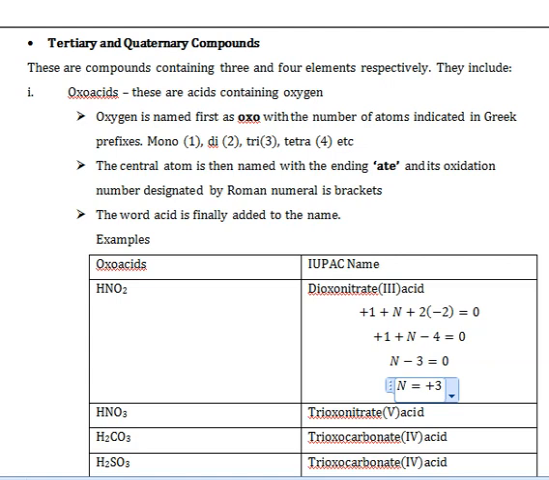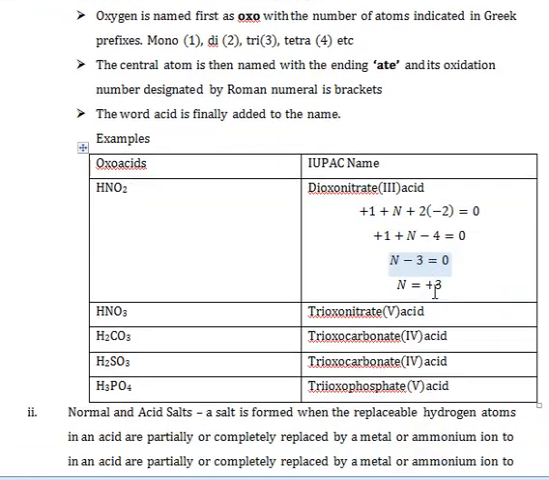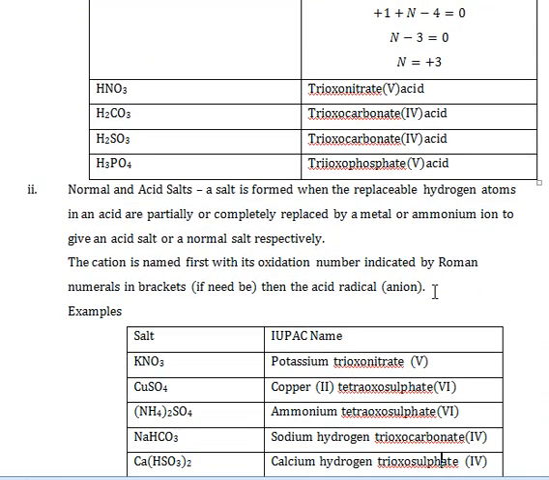So we said the oxidation state of nitrogen there is 3. So we say di for 2, oxo for oxygen, nitrate for nitrogen. The oxidation state of nitrogen there is 3, so we say oxonitrate(III). To cap it up, we call it acid. So that gives us dioxonitrate(III) acid. The next compound is HNO3. If you calculate the oxidation state of nitrogen in HNO3, it should give you 5, just like I have done above.